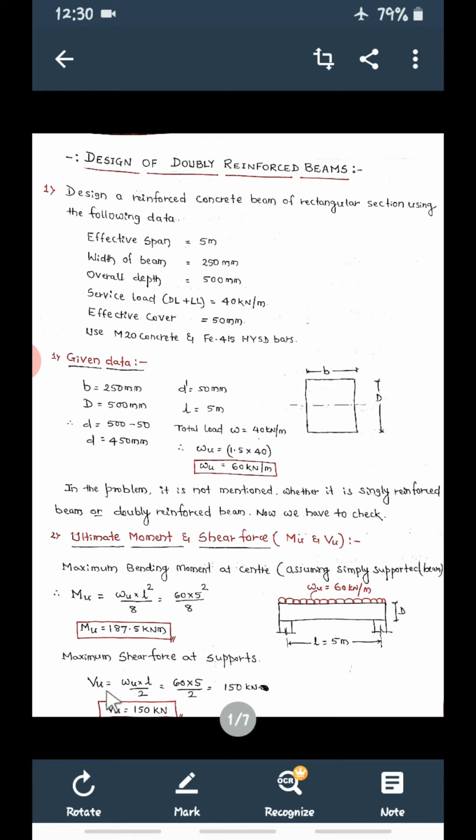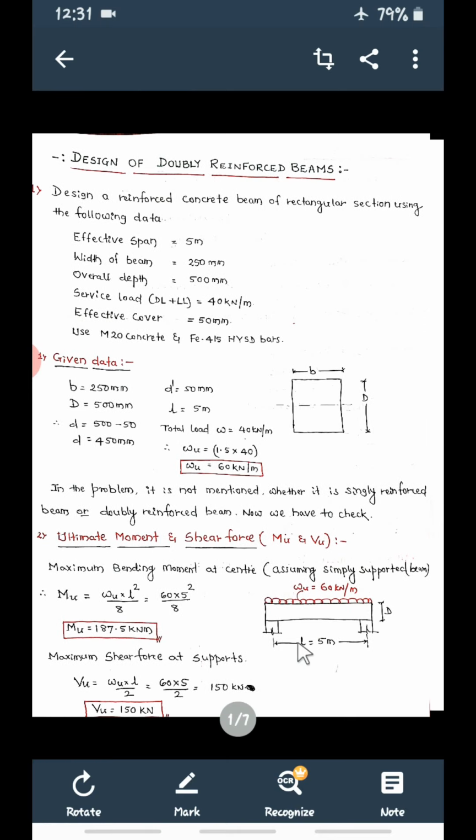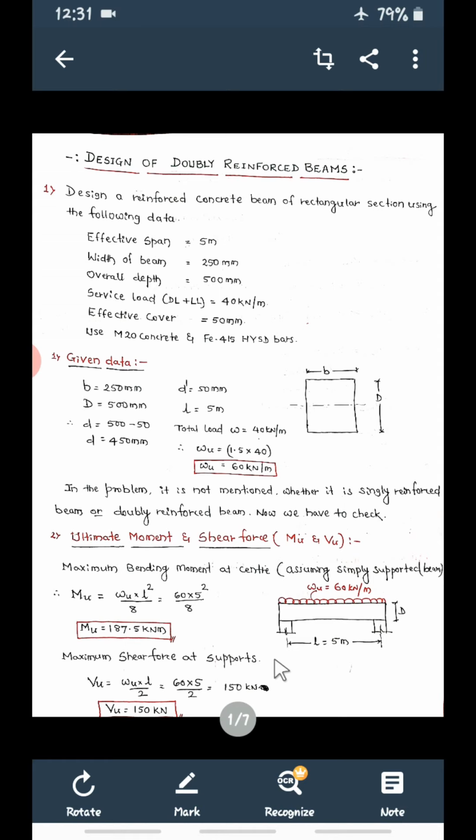Now similarly, the maximum shear force. Shear force will be maximum at the supports. Wherever the supports are, shear force will be maximum. Bending moment will be maximum at the center. Shear force will be maximum at the two simple supports. What is the shear force? WU L by 2. So 60 into span 5 divided by 2 is 150 kilonewton. The maximum shear force is 150 kilonewton, and the maximum bending moment is 187.5 kilonewton meter. So first we calculate the maximum bending moment and maximum shear force.